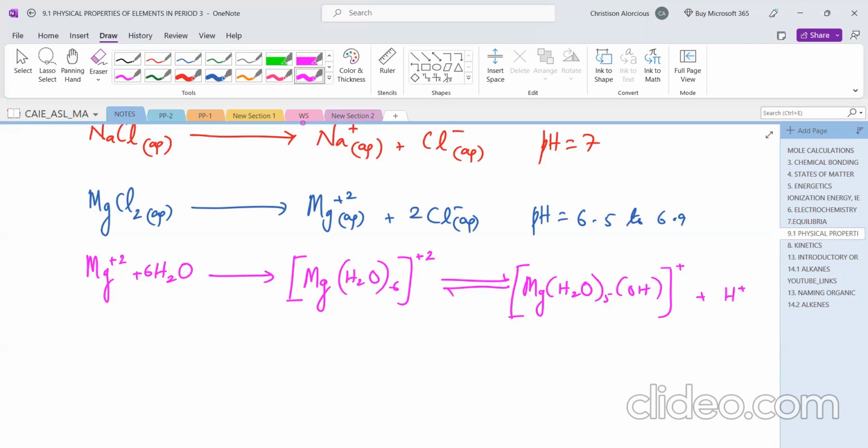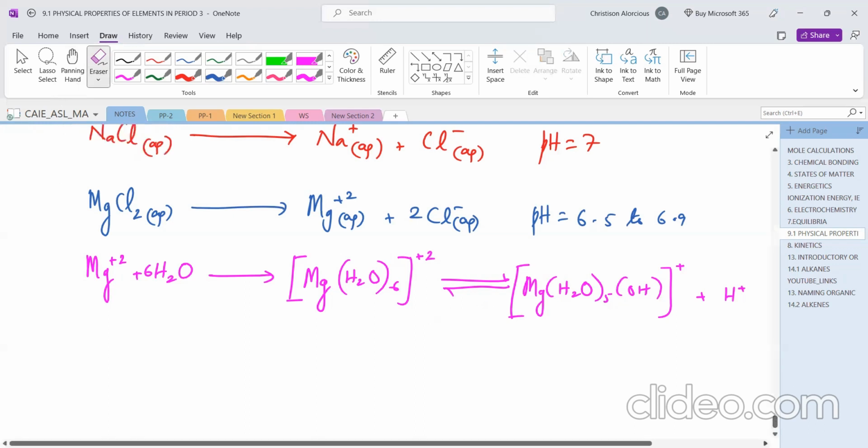But why is it slightly acidic when it produces H+ ions? Because the position of the equilibrium is a little far towards the left-hand side, okay, which means only a little bit of the ionization occurs, and hence there's only a very low concentration of H+ ions in solution. Okay, this is the summary.